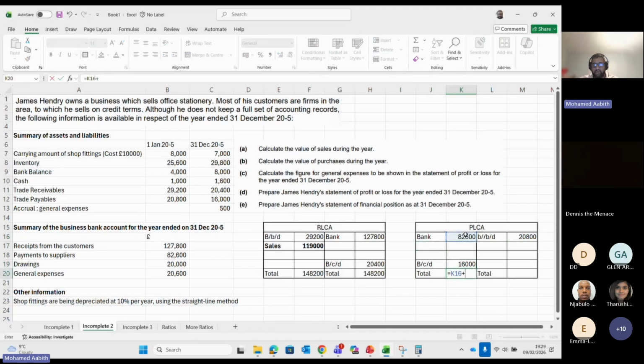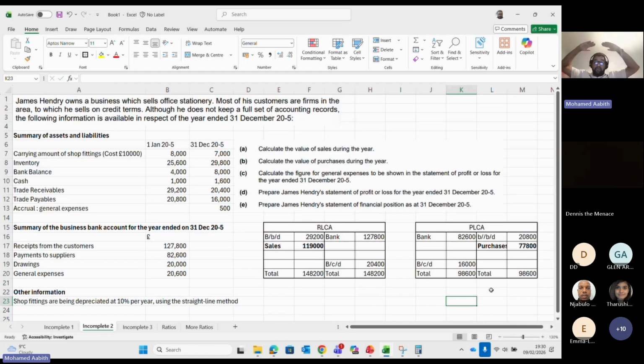This is going to be this plus that number. That's going to be equal to that number. And here, my purchases is going to be equal to that minus that number, which is 77,800. But what you notice here, guys, is that we are doing the calculation in reverse. We were going backwards. We normally worked our way down to find the closing balance. That's what we used to do. But this time we are finding something in the middle which has not been calculated yet.